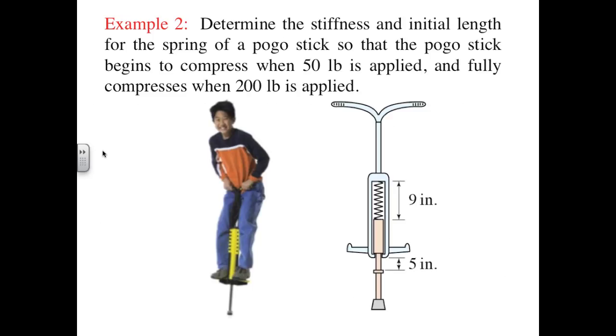In our second example, we want to specify the characteristics of a spring incorporated into a pogo stick. The characteristics are specified based on a range of weights we might expect for the smallest and largest children to use the stick. We're to specify the stiffness K and initial length L0 of the spring so that the stick begins to compress when 50 pounds is applied and is fully compressed when 200 pounds is applied to the footrests.